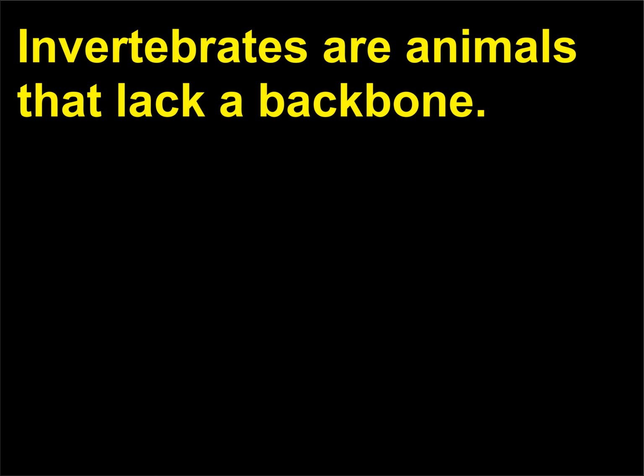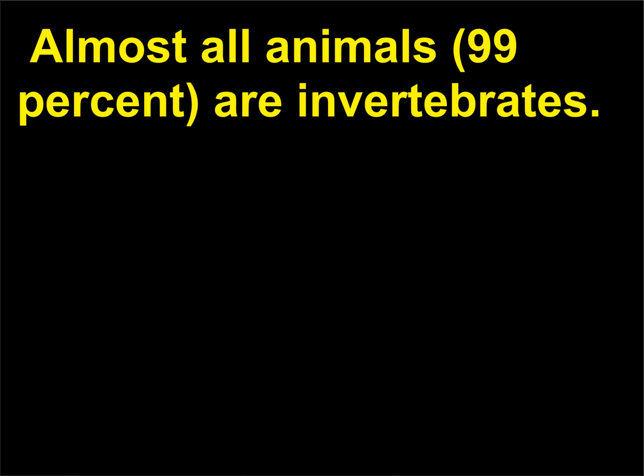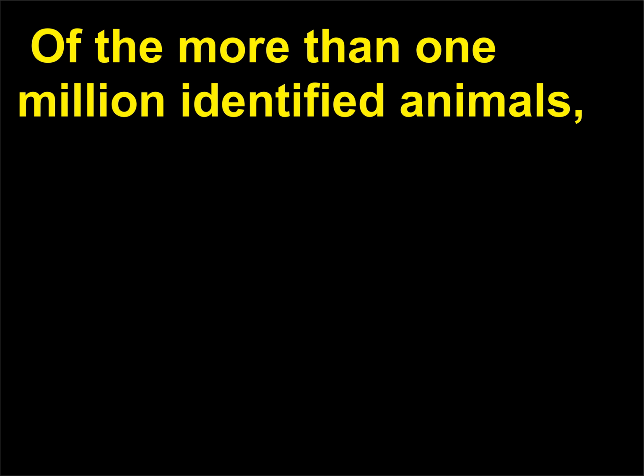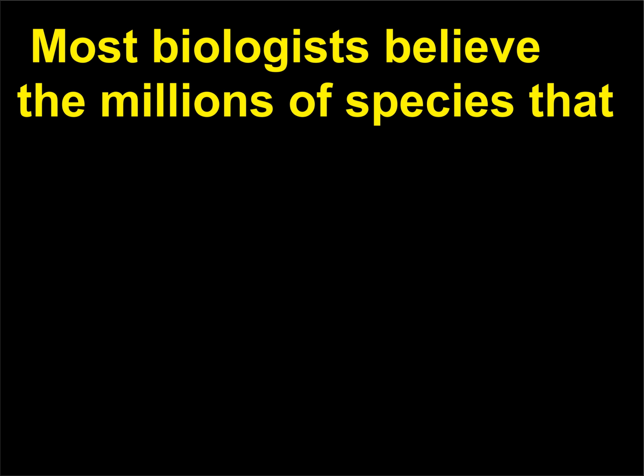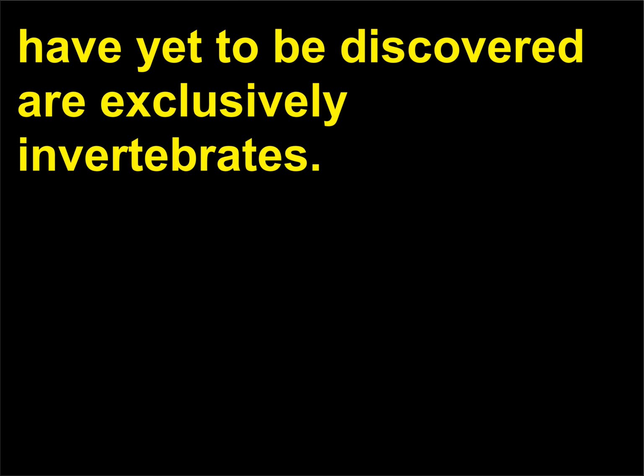Invertebrates are animals that lack a backbone. Almost all animals, 99%, are invertebrates. Of the more than 1 million identified animals, only 42,500 have a vertebral column, these are referred to as vertebrates. Most biologists believe the millions of species that have yet to be discovered are exclusively invertebrates.